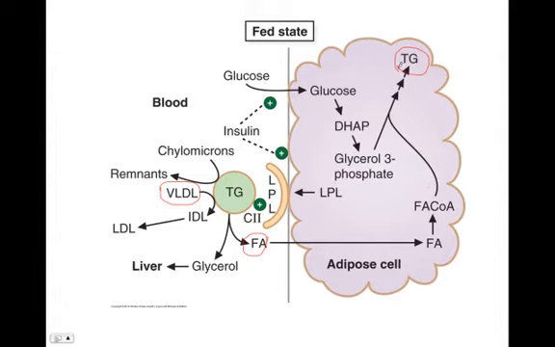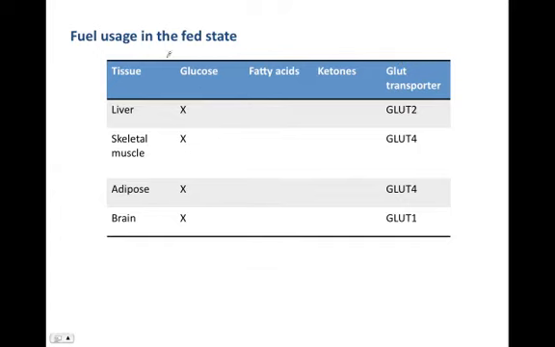Those are our primary metabolic pathways in the fed state. Keep in mind, in the fed state, the primary fuel for most tissues is glucose. Glucose is taken up by the peripheral tissues using these GLUT transporters. In the liver, it's insulin-insensitive GLUT2. In skeletal muscle and adipose, it's GLUT4, which is insulin-sensitive. And in the brain and red blood cells, it's primarily GLUT1.